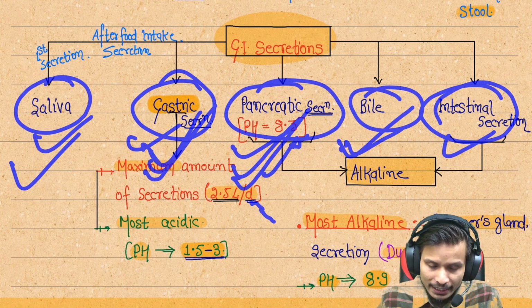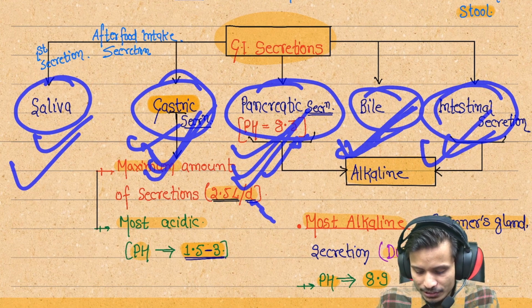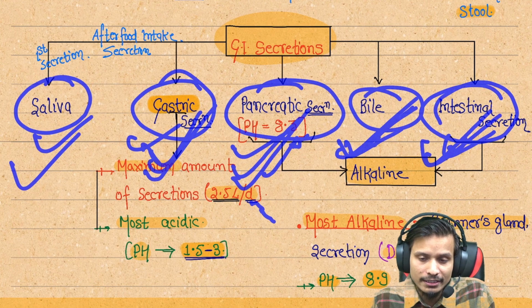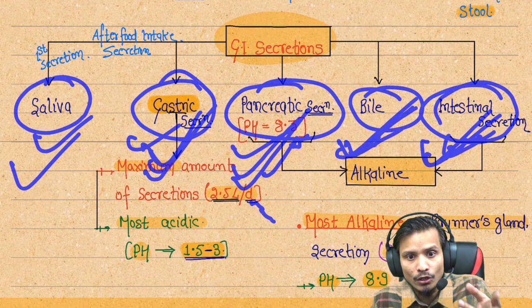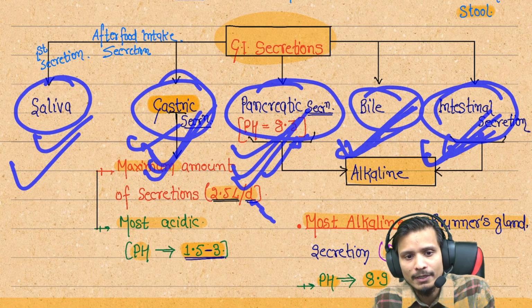Next one we can see is the bile. The bile is mainly stored and secreted by the gallbladder, but it is formed in the liver. Next one is the intestinal secretion. Intestinal secretion is secreted by the intestinal glands. It means the small intestine has several glands, and the large intestine has glands too, and these are the secretions produced by them.